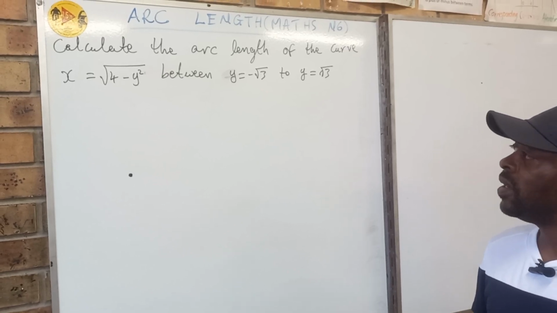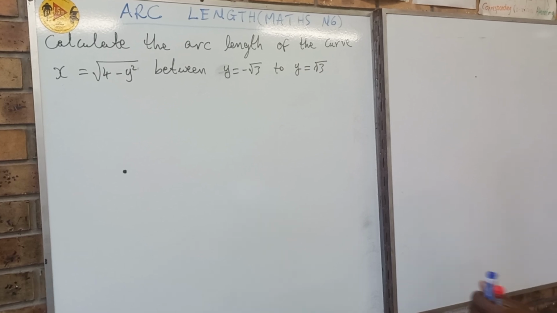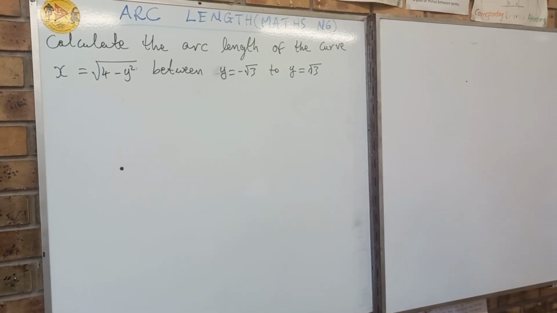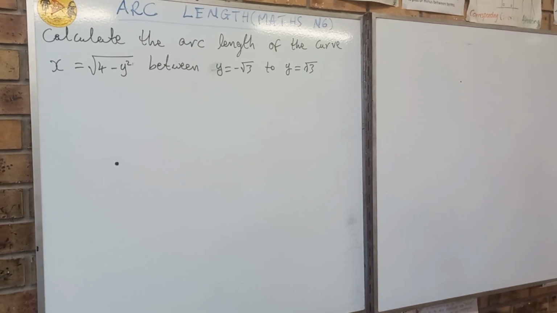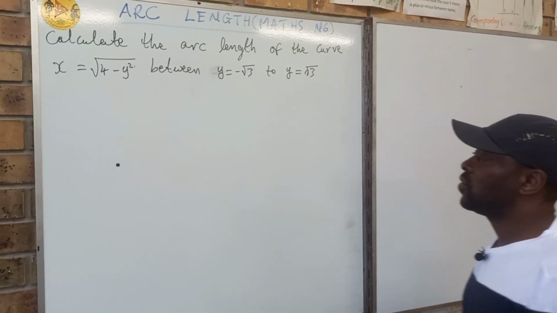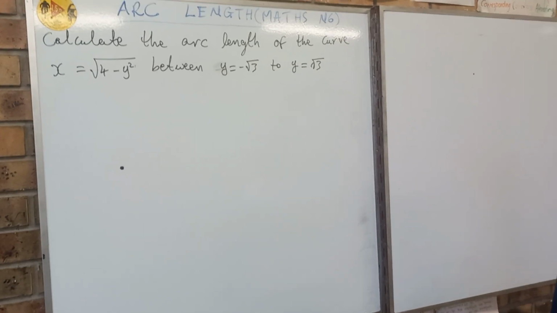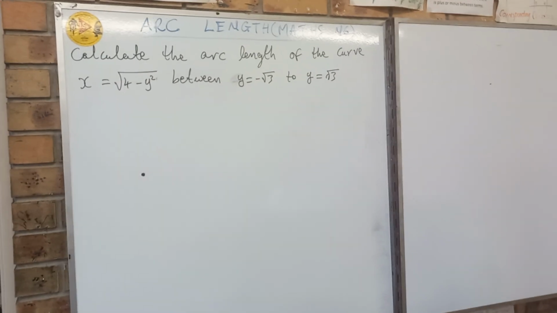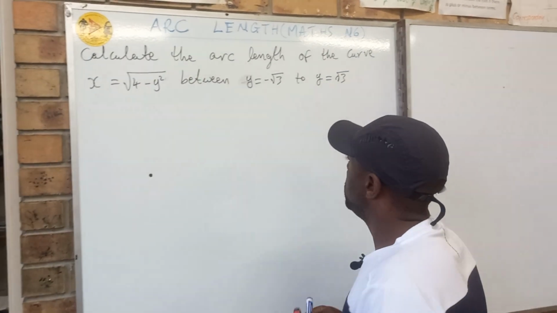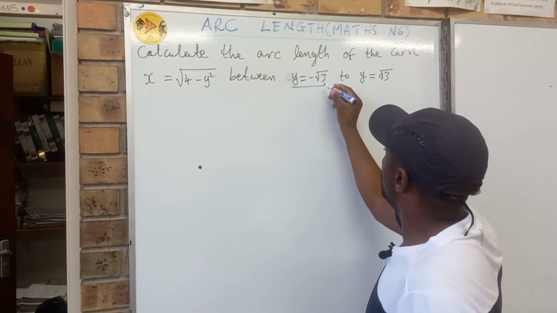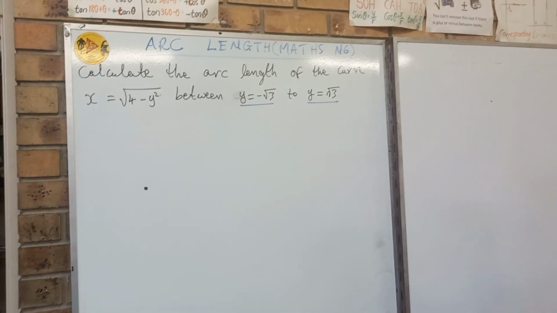Guys, let's get one more video on arc length. We need to calculate the arc length of the curve x equal to the square root of 4 minus y squared between y equal to negative root 3 to y equal to positive root 3. Looking at the limits, they tell us how our formula should look. Our formula must end with dy.